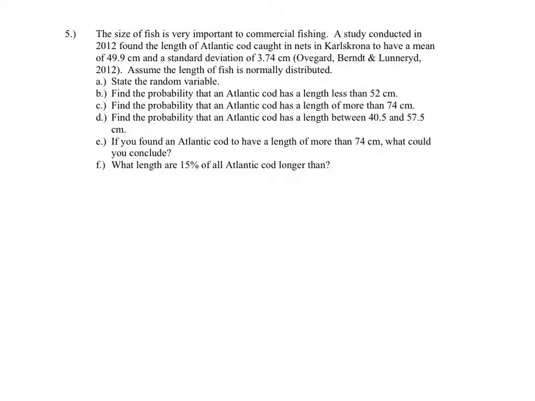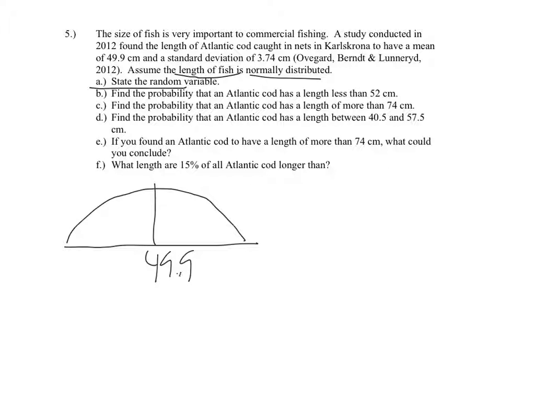So this is about the length of Atlantic cod, and so our random variable is exactly it. What's the length of a randomly caught fish? They tell us the length of fish is normally distributed, so that means we can apply these normal curve ideas to it. And what we have is a normal distribution. Remember, shape is normal. The center is the 49.9. And we've got the spread. Because it's symmetric, we can use the standard deviation.